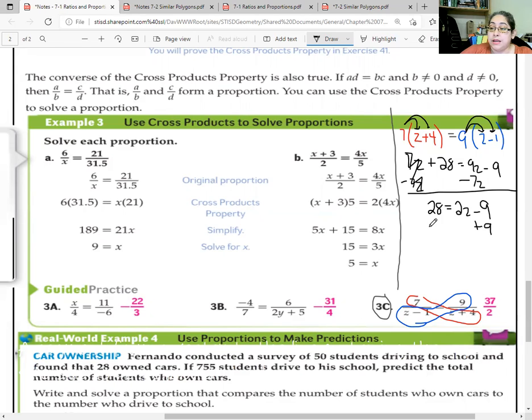Add 9 to both sides to get rid of the minus 9 on the right. The left-hand side becomes 37. The right-hand side is left with just the 2z. And when I divide both sides by 2, I get 37 over 2.